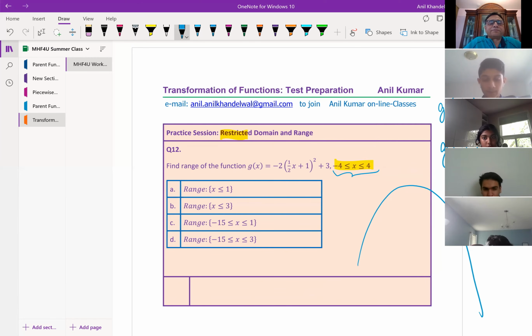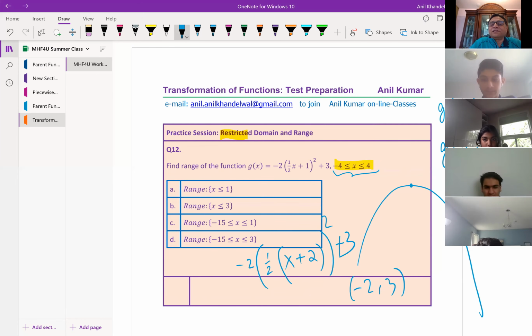Sir, how I would start is I think I would factor out the half inside the bracket to find out the horizontal transformations. Okay, let's factor. What do you get? x plus 2. Very good. Where is the vertex now? From here you get the vertex. At vertex, -2 and 3. So we have a vertex of this, which is -2, within this domain. Do you see that? -2 is within the domain. So we get (-2, 3), correct?